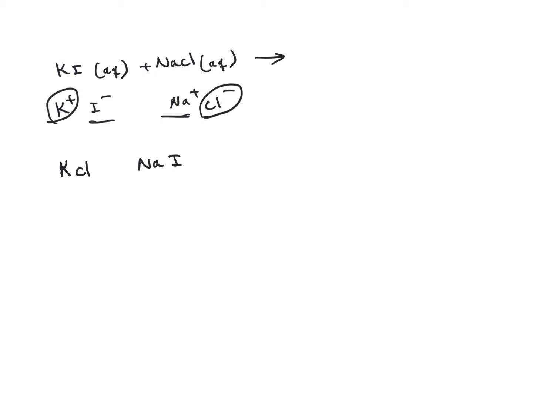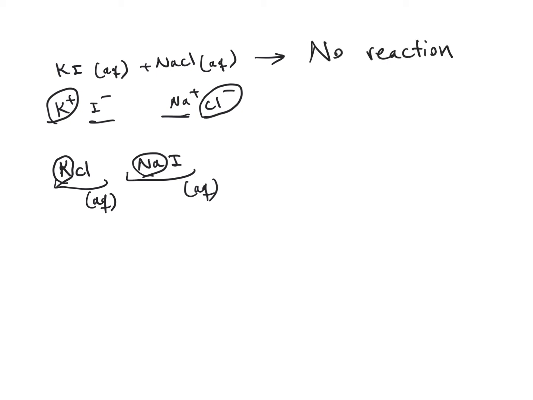And now you go to your solubility table, you see that anything that has K and anything that has Na are always soluble. So you see aqueous, aqueous. Do you see any solid? Do you see any precipitate? No. So here you have no reaction.